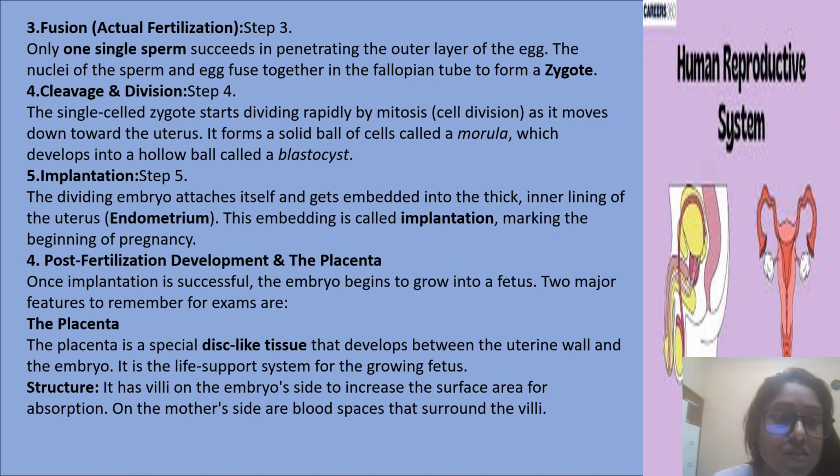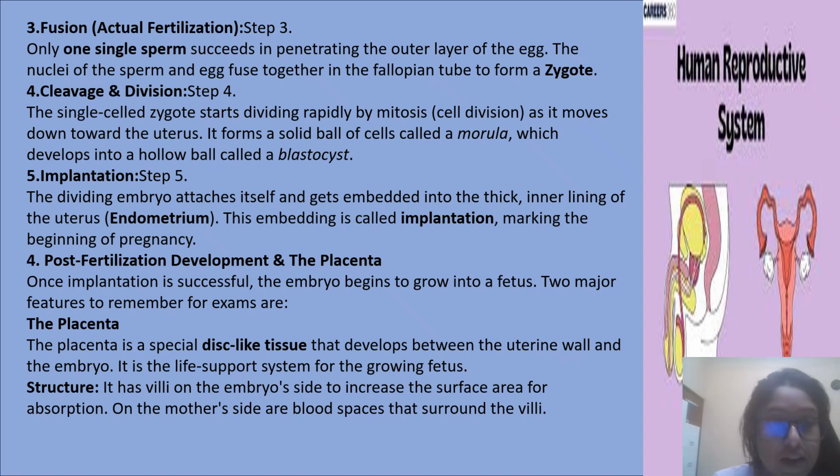Next, step 3 is fusion. Only one single sperm succeeds in penetrating the outer layer of the egg. The nuclei of the sperm and egg fuse together in the fallopian tube to form a zygote. Next, cleavage and division. This is step 4. The single-cell zygote starts dividing rapidly by mitosis as it moves down toward the uterus. It forms a solid ball of cells called a morula, which develops into a hollow ball called a blastocyst.